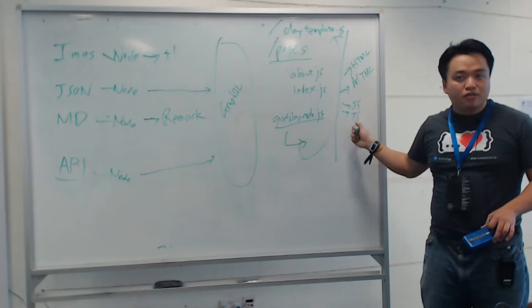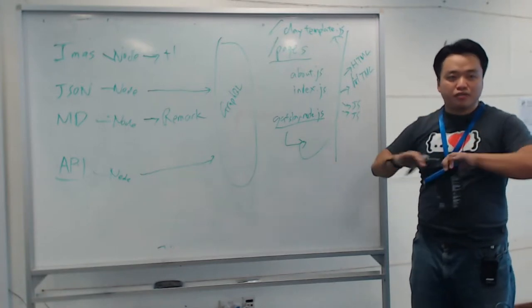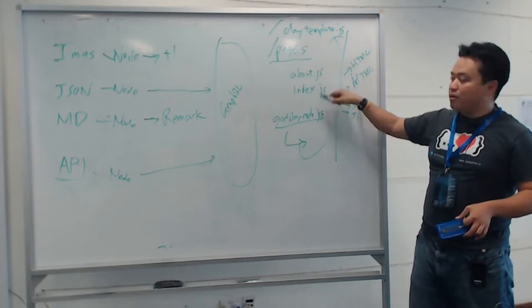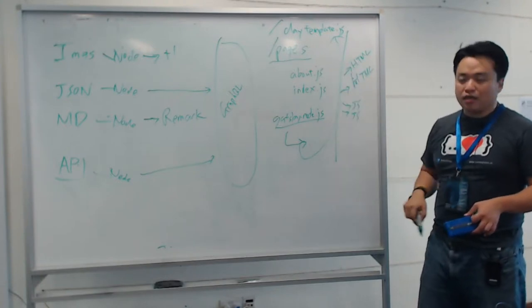But then it also generates the JavaScript bundles so that on the client side it rehydrates into a full single page app. So as you navigate from index to about, it no longer requests the HTML because it just requests the remaining data that it needs.